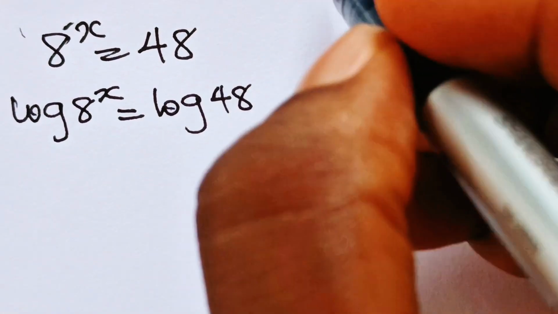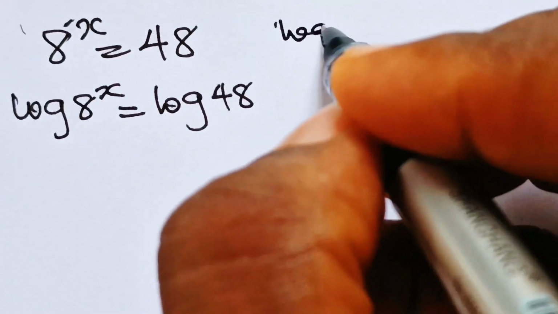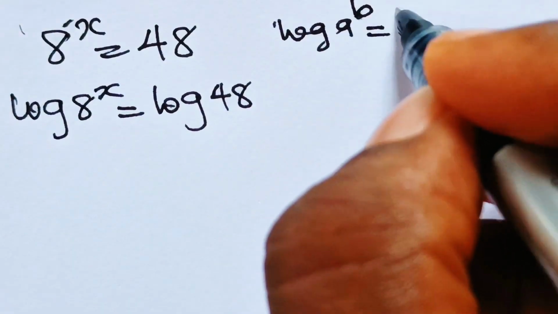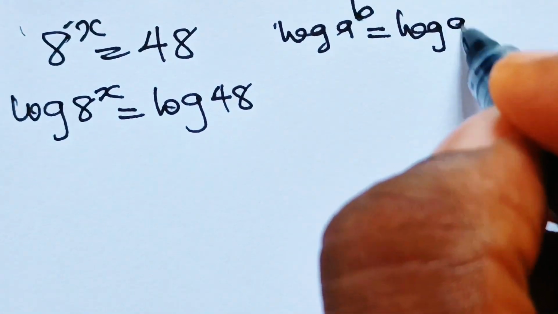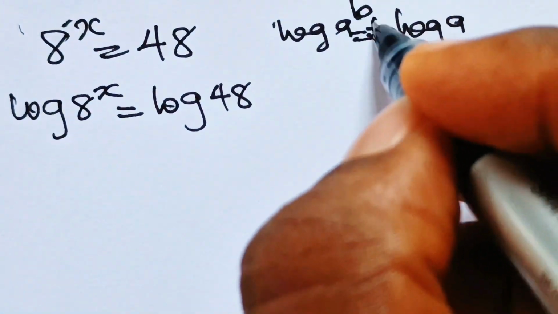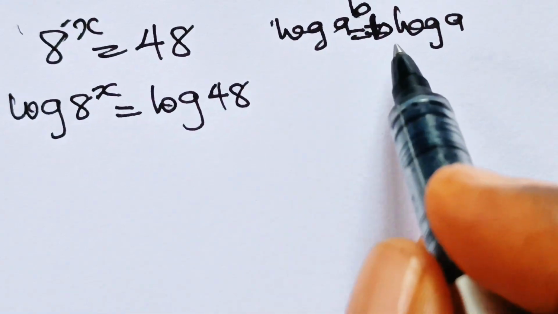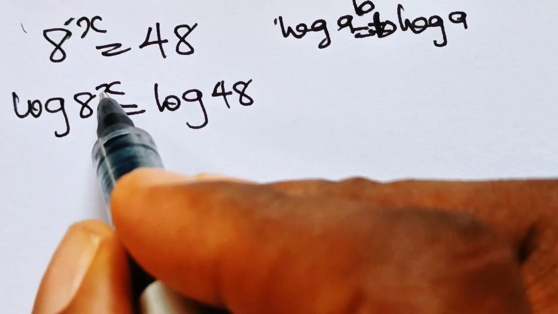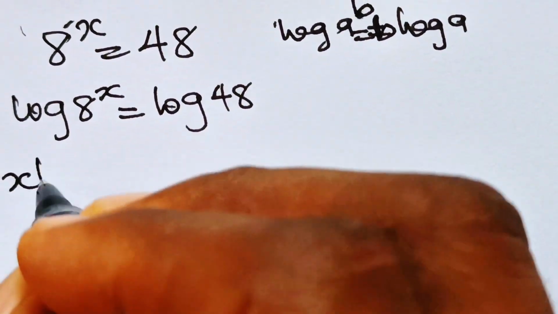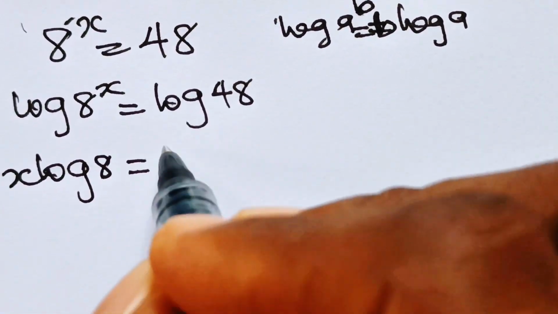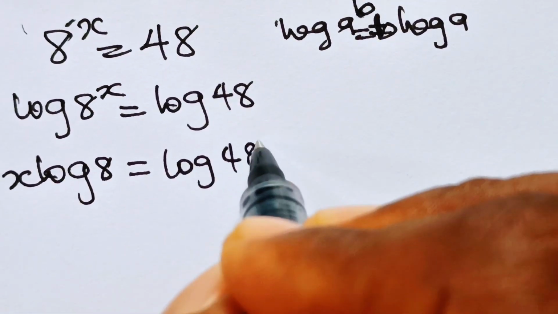Now when you have log a to the power of b, this is equal to b multiplied by log a. So this will come down to give us x multiplied by log 8 is equal to log 48.